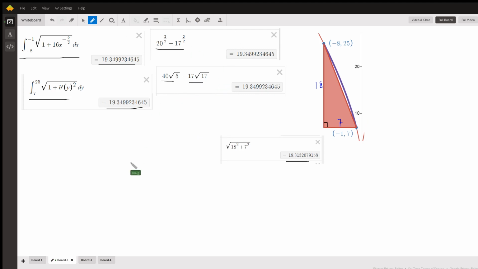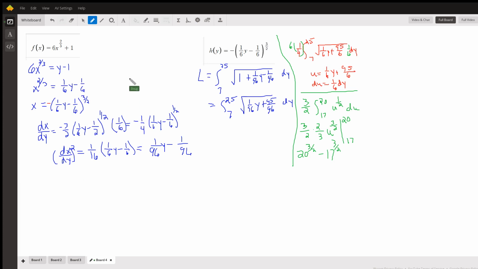Okay, if we go to board 4 and choose to solve for x in terms of y, it gets a lot easier. Here is x. Put a little minus sign here to get the left branch. Here's dx dy using power rule and chain rule. Here's dx dy squared.